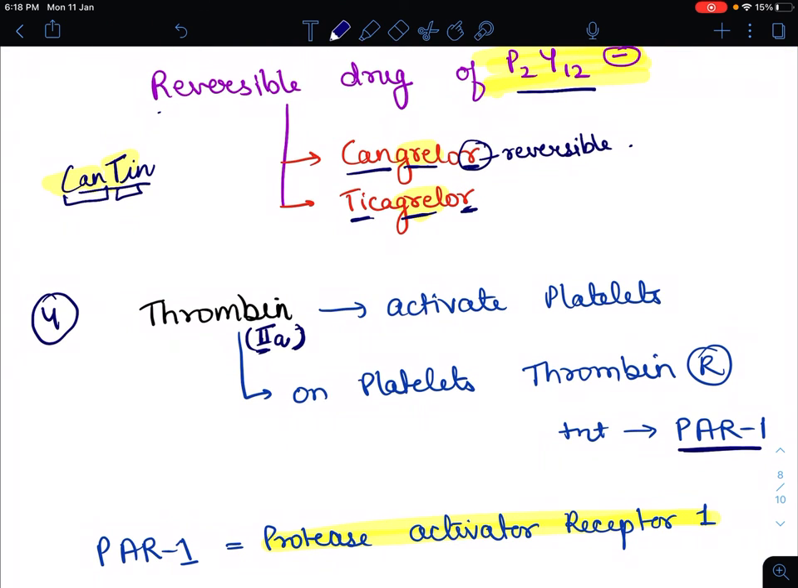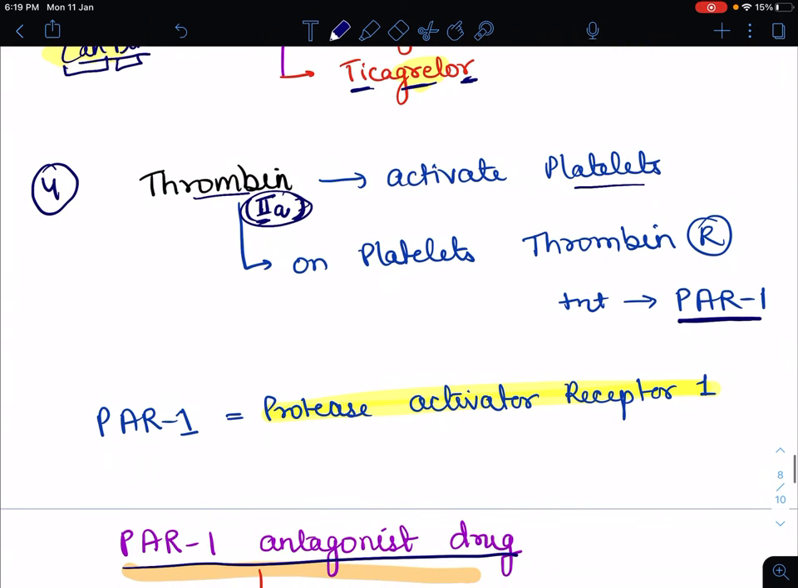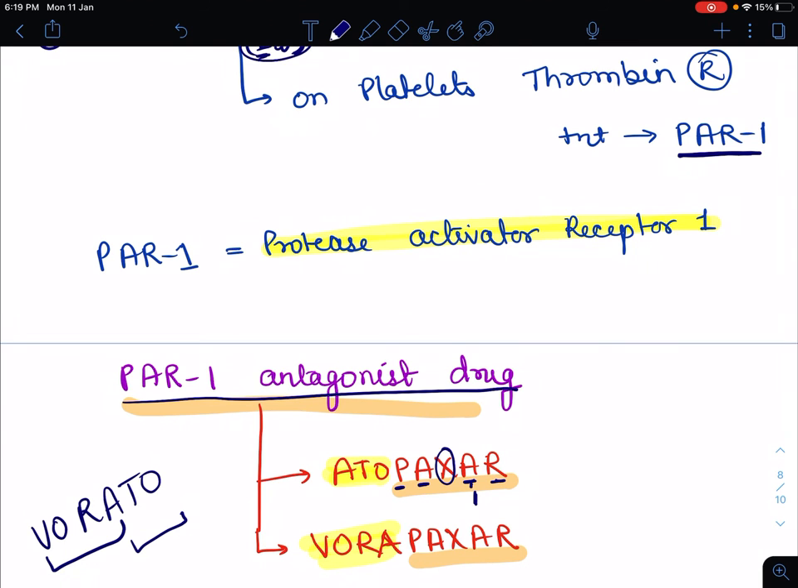Our next and last antiplatelet drug class is the PAR1 inhibitor. Thrombin activates platelets, and the coagulation factor of thrombin is factor 2A. Thrombin acts on platelets, which have a thrombin receptor, and the name of the receptor is PAR1, protease activated receptor 1. So we have to inhibit this receptor also. The PAR1 antagonist drugs are those in which PAR comes, P, A and R. A is for antagonist, and A comes at number 1 in ABCD, so PAR1 inhibitor. The ending should be 'paxil': atopaxil, vorapaxil. So these are the drugs.